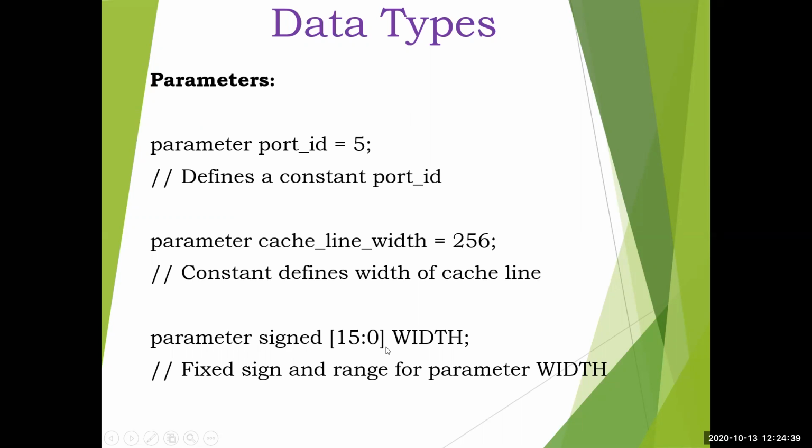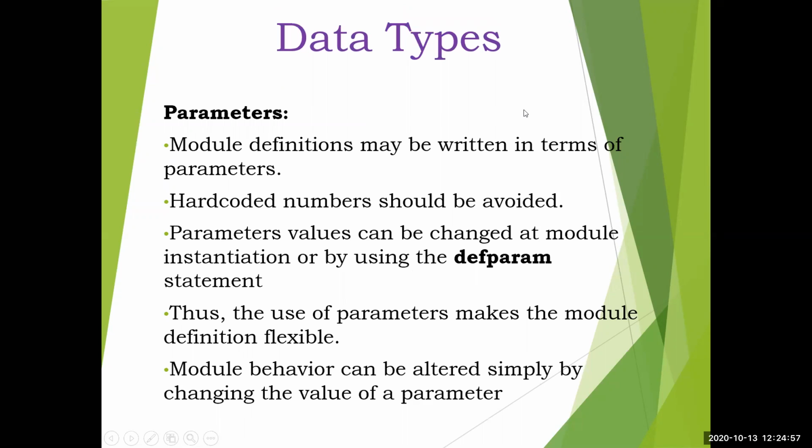Parameter signed [15:0] WIDTH: a fixed sign and range for the parameter WIDTH. You can also use the signed keyword like that. Wherever WIDTH is used in the program, it will be taken as a 16-bit vector. So module definitions may be written in terms of parameters.